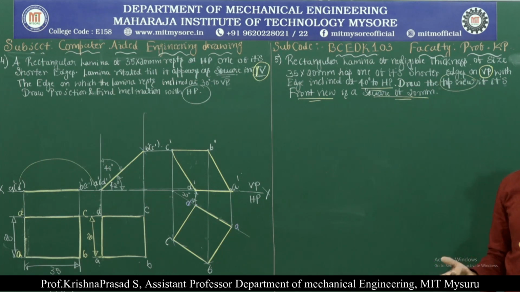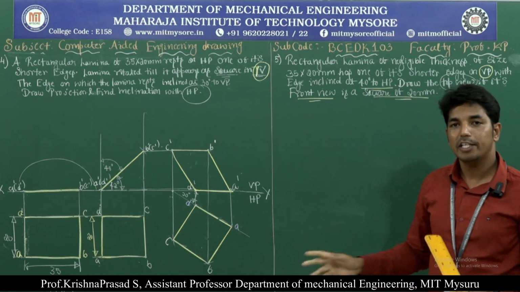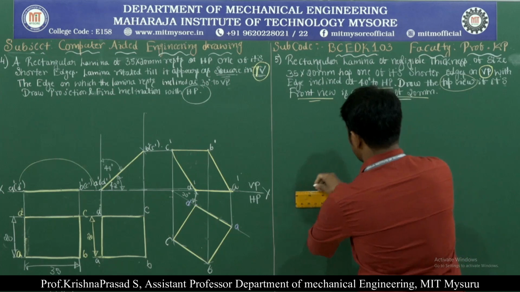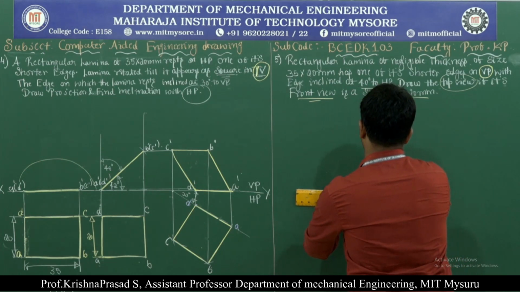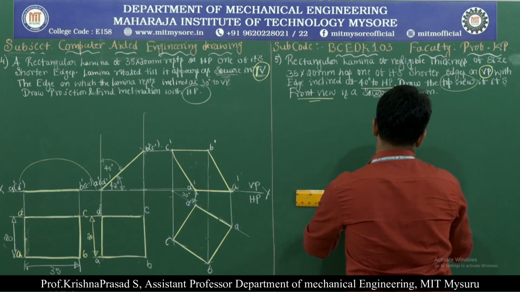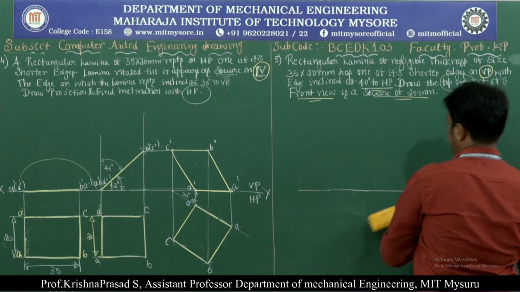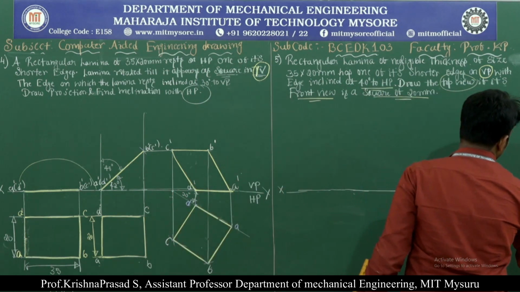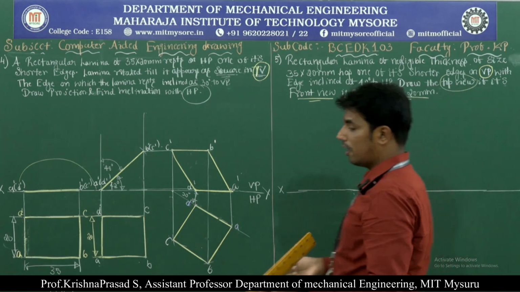That means the resting condition in this problem is starting from VP instead of HP. Now draw the XY line. The plane above the XY line is VP, and the plane below the XY line is called HP.